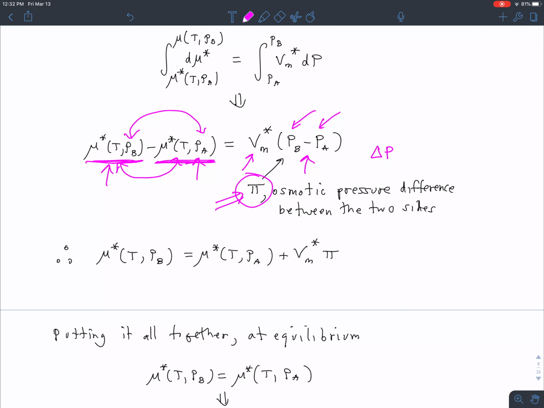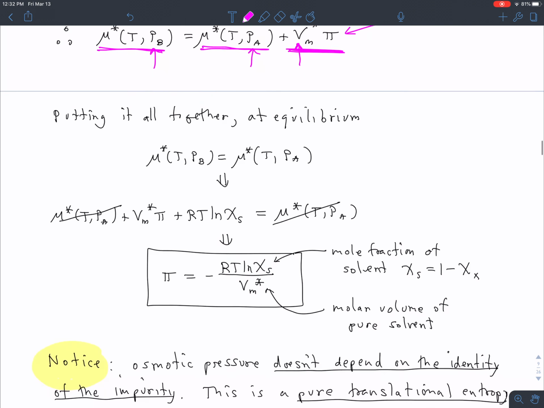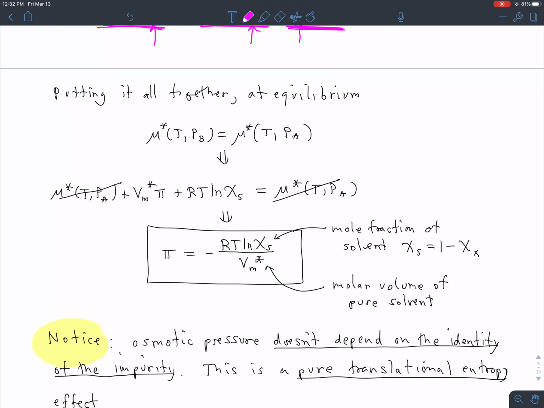All right, that means that the standard state pressure on side B is the same thing as the standard state pressure on side A, plus this pressure difference term that depends on the molar volume for the pure solvent, usually water, times the pressure difference, the osmotic pressure difference. So putting all that together, and equating the two chemical potentials, actually that's wrong. It's not the standard state chemical potential, it's the total chemical potential.